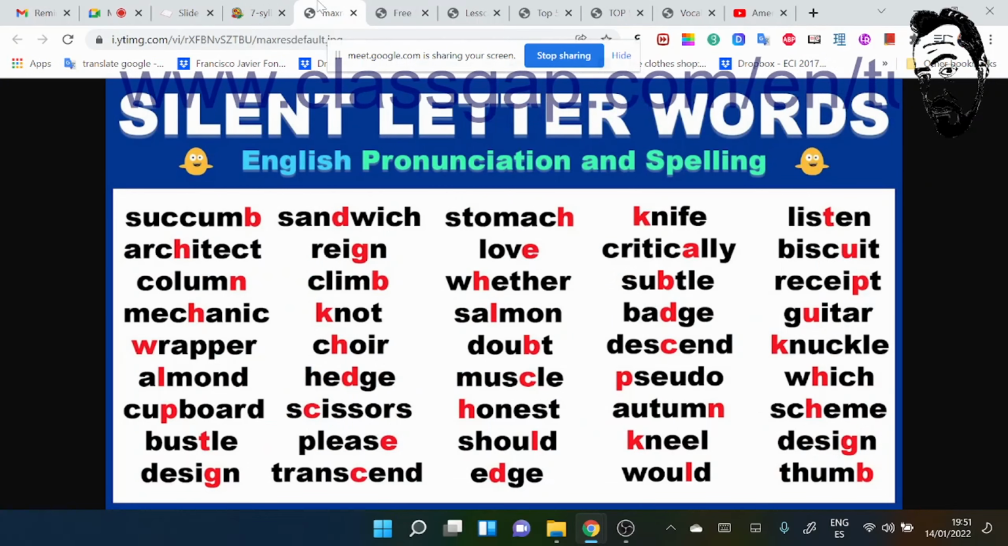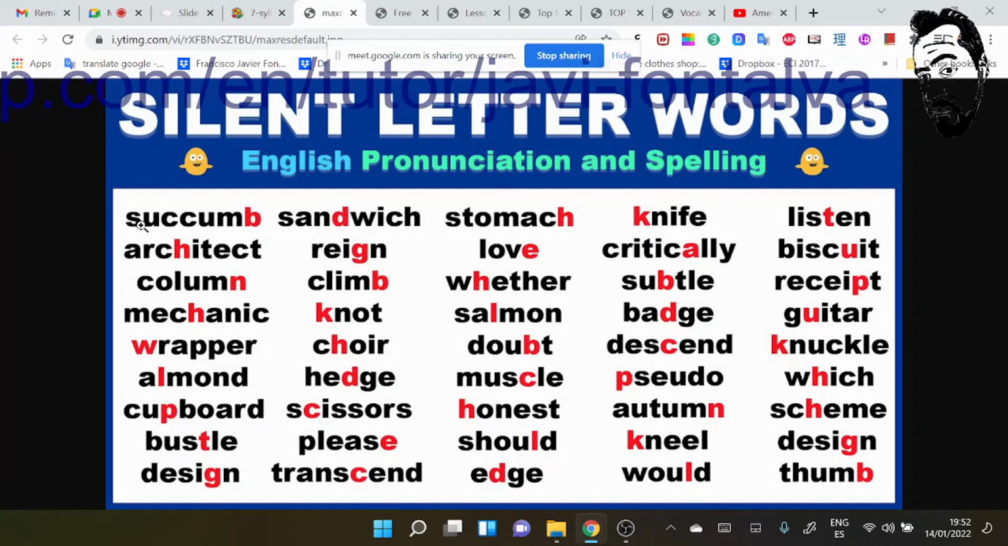Okay. Let's talk about silent letter words. Very, very important in English. So in English, many times you have words with silent letters, which means you write them, but you do not say them, you do not read them. That's silent, you cannot hear them.